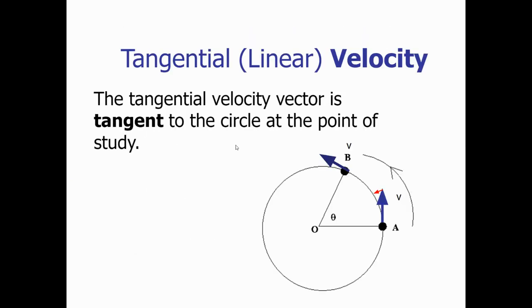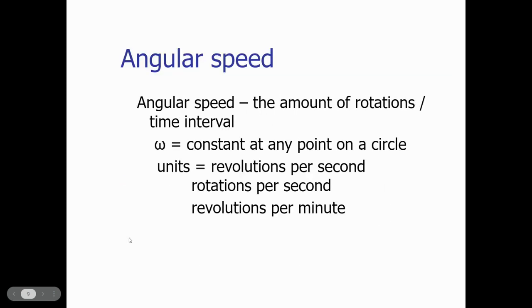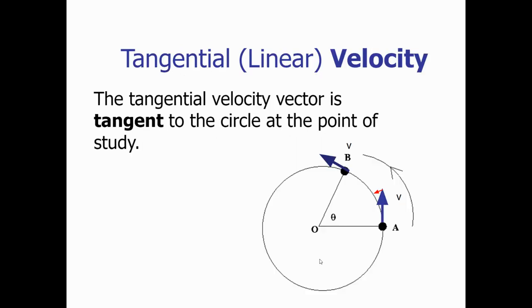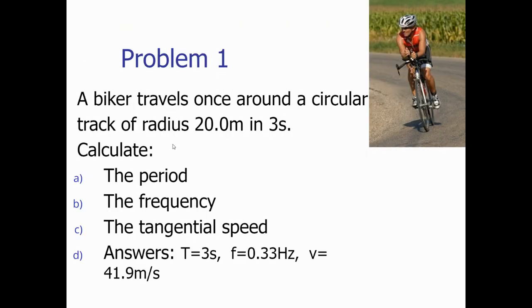And then frequency is 1 divided by the period. So 1 divided by 3, which is 0.33 repeating, and that would be in hertz. And then the tangential velocity, v, you can do one of 2 ways. 2 pi, you just type into the calculator. R is the radius, which was given. And then you can either times it by 0.33, or you can divide by 3. And you're going to get right around 41.9 meters per second.